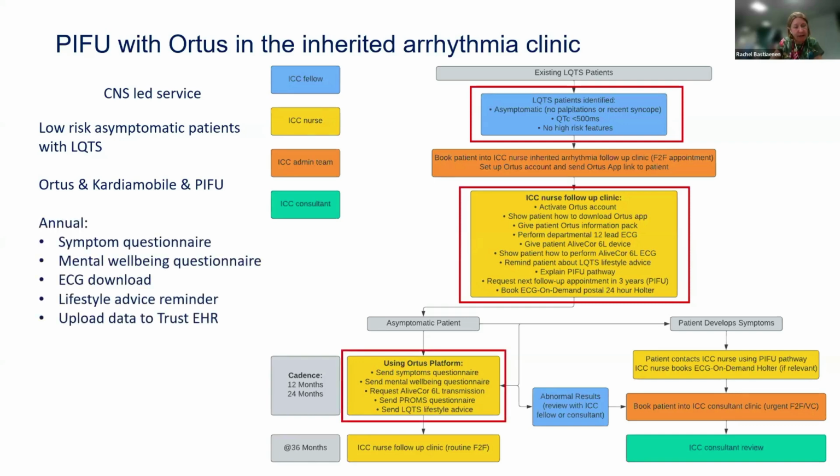We are then able to annually push out symptoms questionnaires, mental wellbeing questionnaires, and invite the patient to download their ECG, which comes to us through the Ortus platform. We're able to push out reminders about lifestyle advice, which is really important in this patient group, where there are certain things like avoiding medications, being cautious around tummy bugs, and being cautious with competitive exercise, that are important in addition to medication to keep these patients safe.